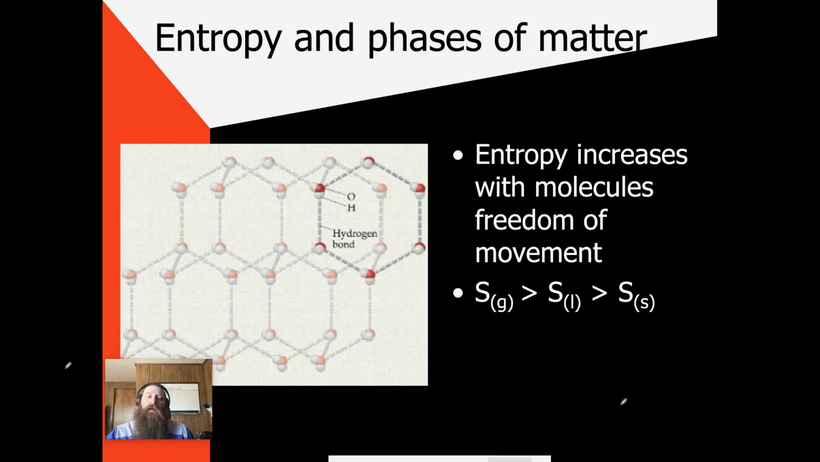So entropy increases with what we call molecular freedom of movement. The gas has a very high freedom of movement. The solid has a very low freedom of movement. So remember, S is entropy. The entropy of a gas is greater than the entropy of a liquid, which is greater than the entropy of a solid, given the same conditions, right? Same temperature, same pressure, all that stuff.